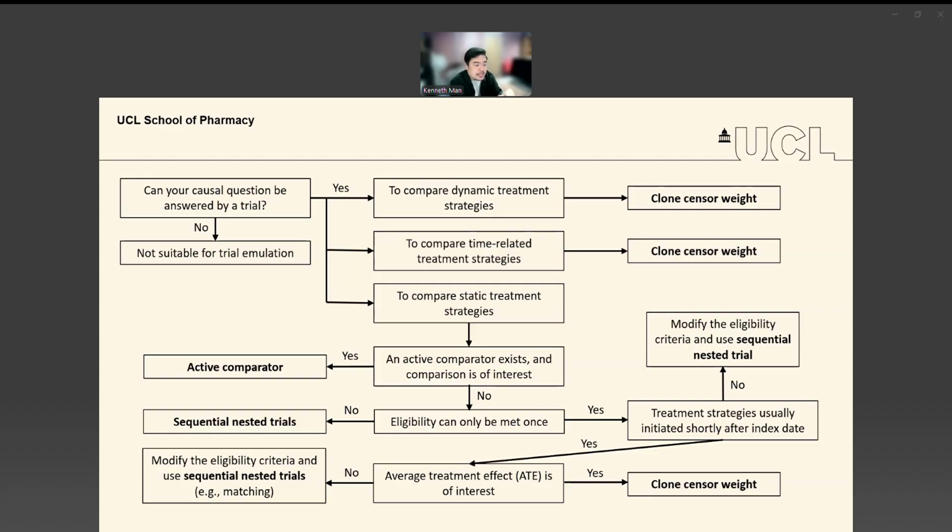And towards the end is the average treatment effect of interest, because sometimes regulators may be more interested in the ATT rather than ATE. And unfortunately, naively, consensus array could only do the ATE approach. So if ATT is of interest, then you may need to think of something else.